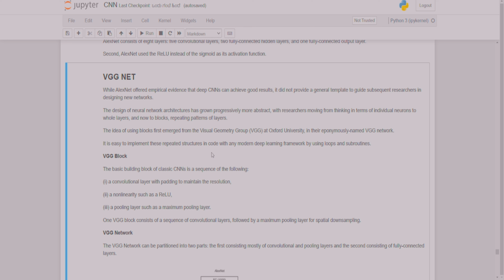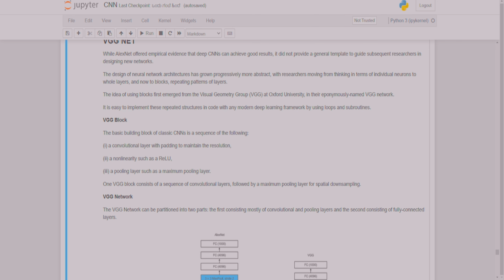So they applied that idea to build their network, right? And the first part of that is called a VGG block. They defined, okay, this is the fundamental block we are going to use. You can repeat this any number of times as required. So that was the fundamental thing. According to them, the VGG block has a convolution layer, right?